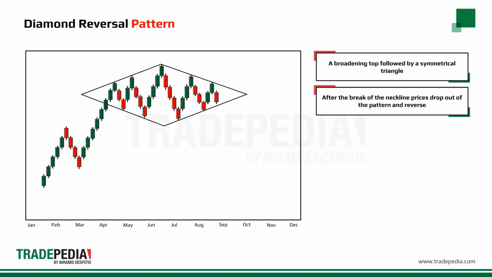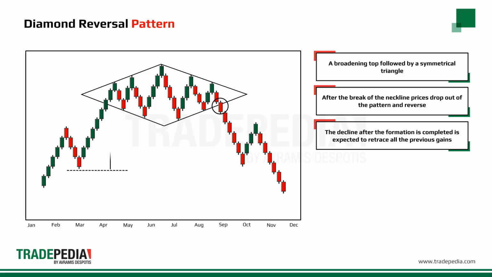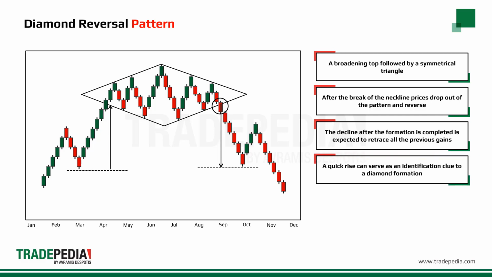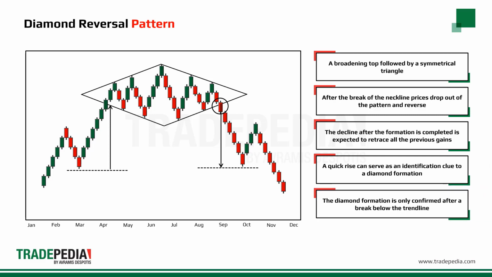The break of the neckline is key. Eventually, prices drop out of the pattern in a downward breakout. Sometimes prices can pull back to the diamond trendline boundary before slipping away again. But this is not always the case. If the rise leading into the diamond was unusually quick, the decline after the formation is completed is expected to retrace all the previous gains. A quick rise can be an identification clue to a diamond formation. The diamond formation is only confirmed after a break below the trend line.